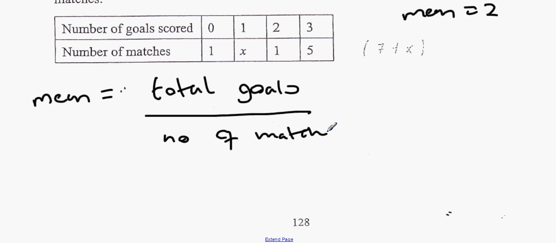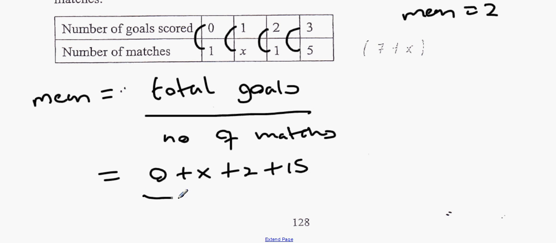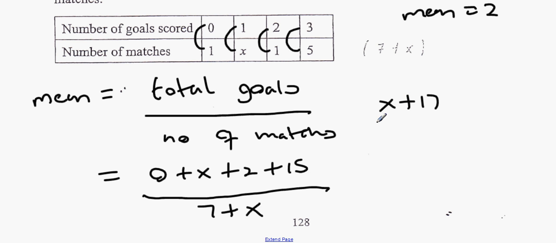So the total goals scored is 0 multiplied by 1, which is 0. 1 multiplied by x, which is x. 2 multiplied by 1, which is 2, because one match had 2 goals in it, and 5 matches had 3 goals, so that's 15 goals. And this is divided by the number of matches, which is 1 plus x plus 1 plus 5. That's going to be 7 plus x. Okay? Then we need to tidy up the top, so it's going to be x plus 17 divided by 7 plus x equals 2 over 1.